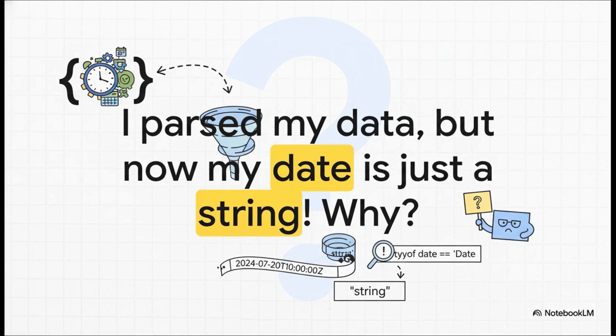Let's say your original object had a proper JavaScript date object in it. When you stringify it, that date becomes a string. Then when you parse it back, it's still just a string. JSON.parse is smart, but it's not a mind reader. It has no way of knowing that that specific string should be a date object. So how do we fix this?